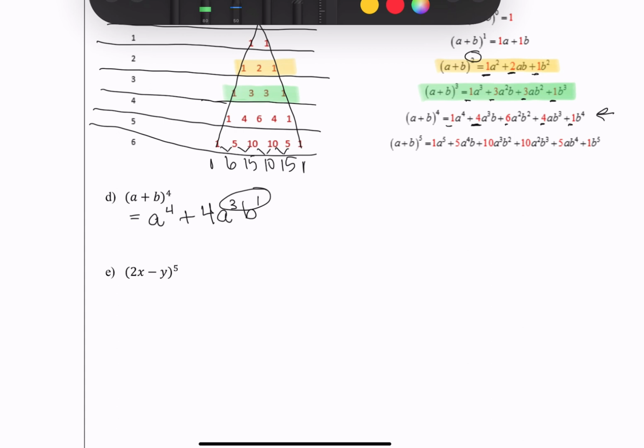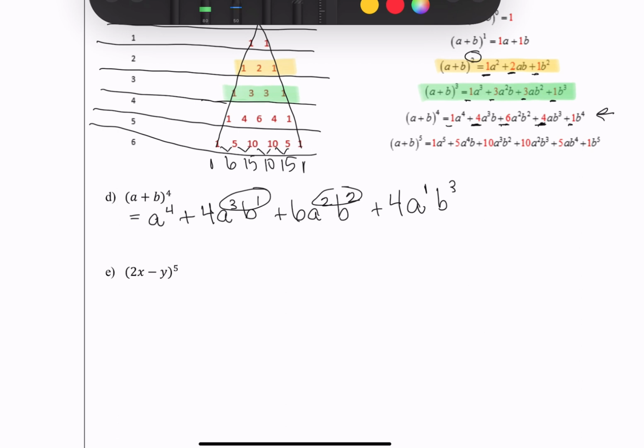Okay, next coefficient is going to be 6. And then a gets 1 less power, and b gets 1 more power. Notice they still add up to 4. Okay, and then we move on to the next coefficient, which Pascal's triangle tells me is 4. A gets 1 less power, so a to the 1st power now, and b gets 1 more power, so b to the 3rd power.